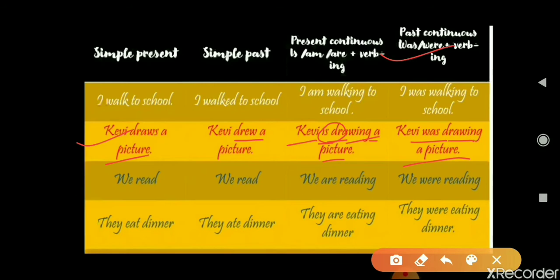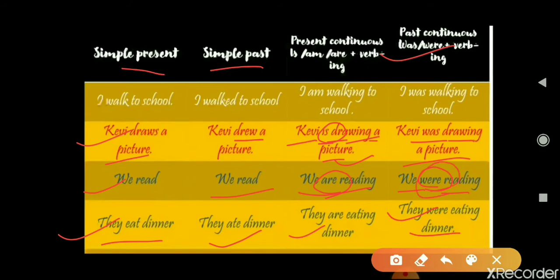Then next one is we read, simple present. Again we read, simple past. We are reading. With plural we use are. We were reading, and with plural we use were here. So we were reading. Now next one, they eat dinner, simple present. They ate dinner, simple past. They are eating dinner, present continuous. Then past continuous, they were eating dinner. With they we use were, and with singular, with one person, we use was.